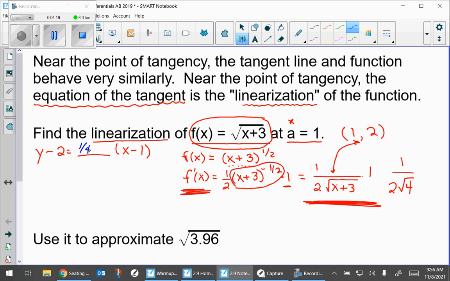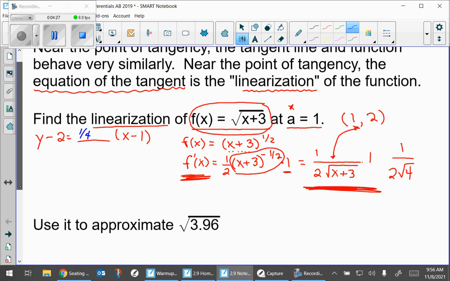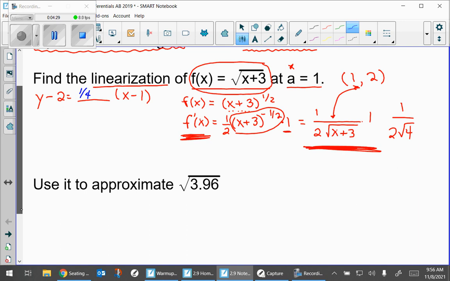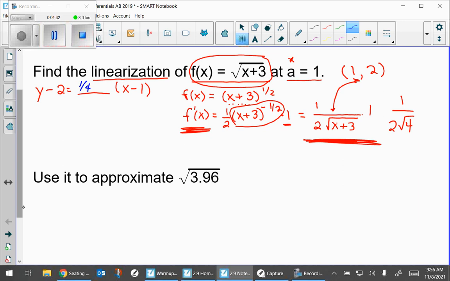And you have now written the linearization. You've found the equation of the tangent, haven't you? Now, our next job is to use the linearization. Use this equation that we've just come up with to approximate the square root of 3.96. Well, 3.96 is real close to 4. What's the square root of 4? So this ought to be pretty close to 2, probably a little bit smaller.